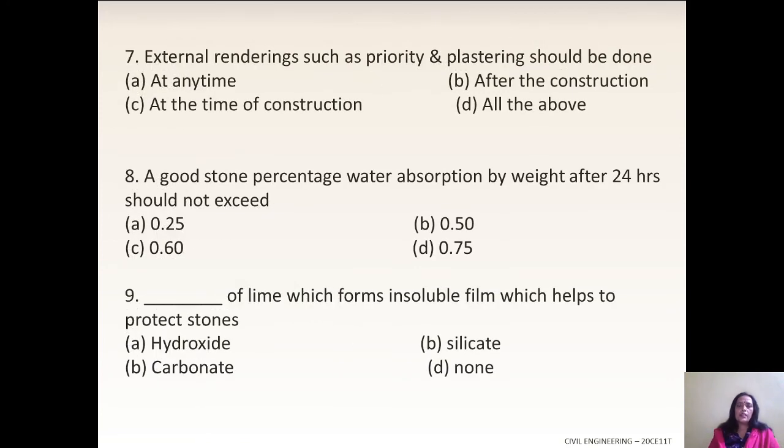The external rendering such as pointing and plastering should be done at the time of construction, after the construction, or all of the above? The external rendering is done at the time of construction.